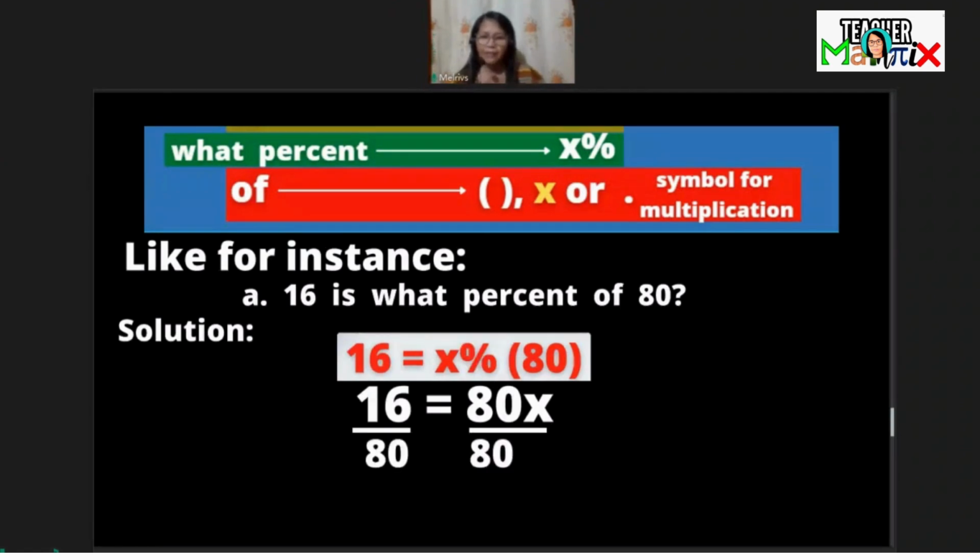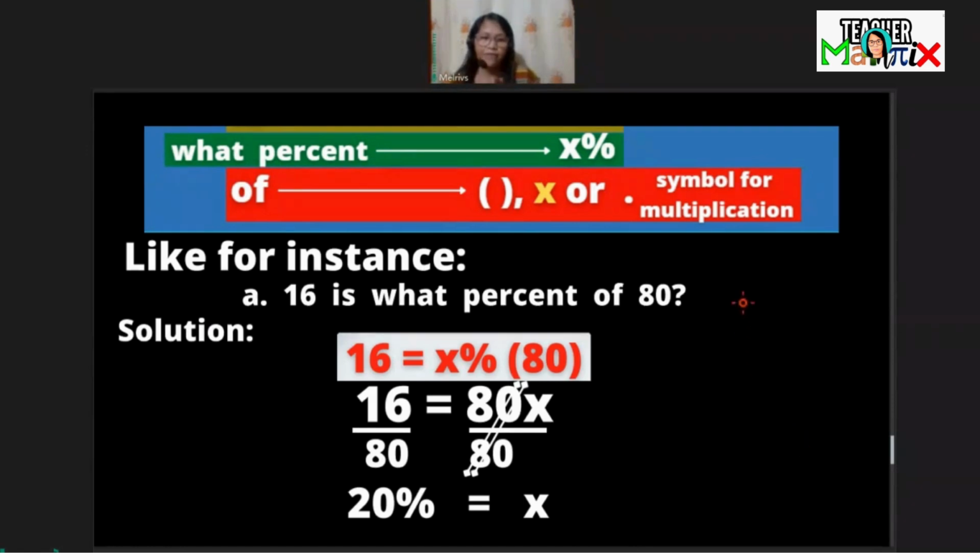Then, in order to get the value of X, divide both the left and right side by 80. Okay? Then, cancel. 80 divided by 80, of course, cancel. And then, we have now 16 divided by 80, which is equivalent to 20% of X. Okay, let us divide manually so that you will know how we ended up with 20%.